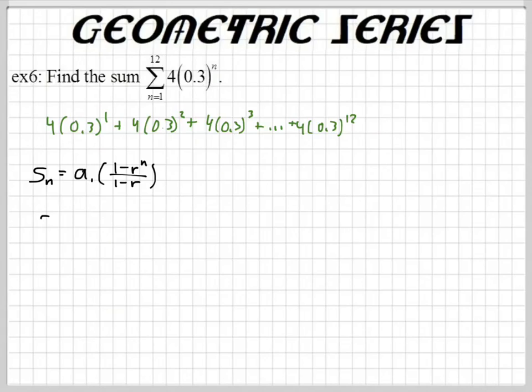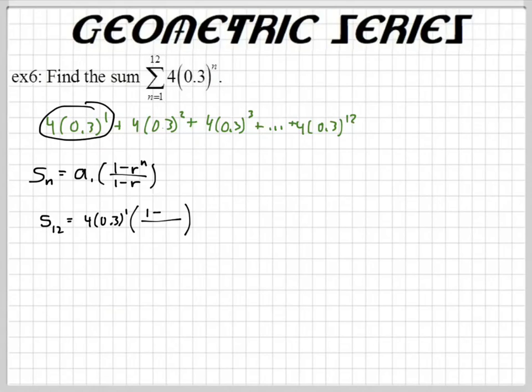Okay, so what is my n for this series? It is 12. What's my first term? How do you find the first term? Just plug it in once. There's your first term. It's 4 times 0.3 raised to the 1 power. You just plug in the first number. And then we're going to multiply it times this big old fraction right here.